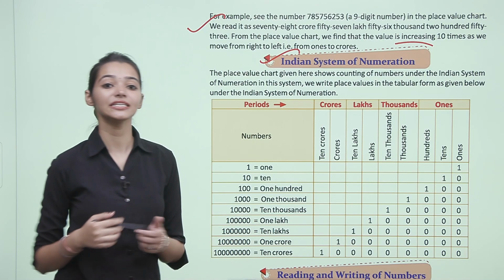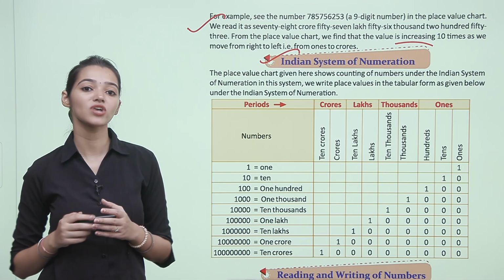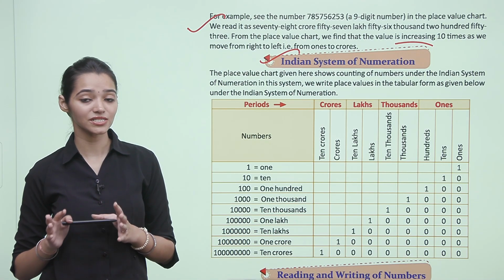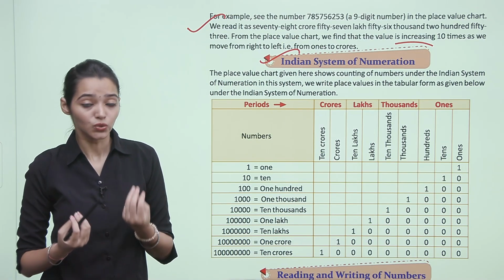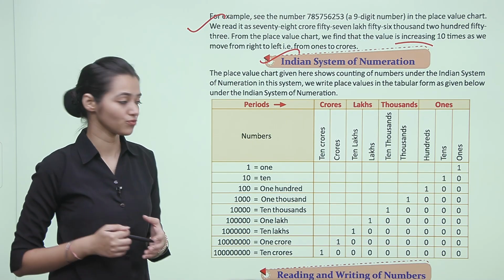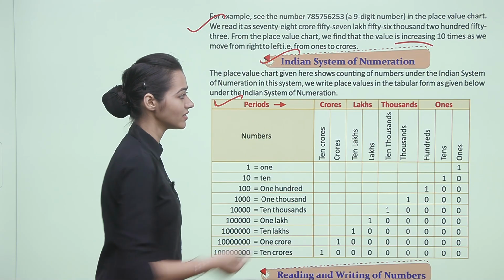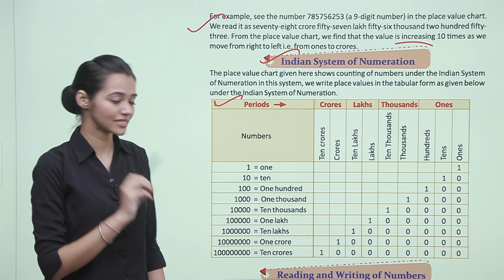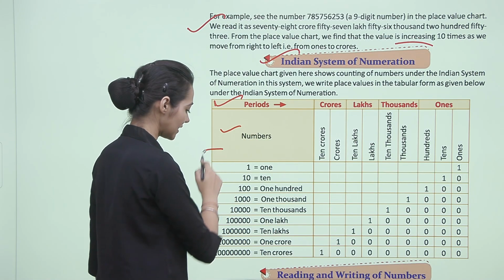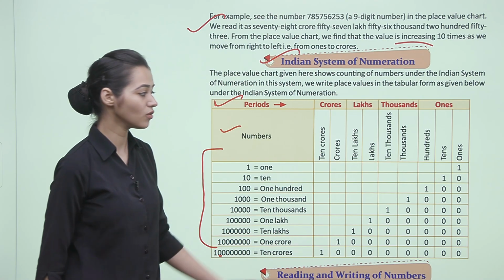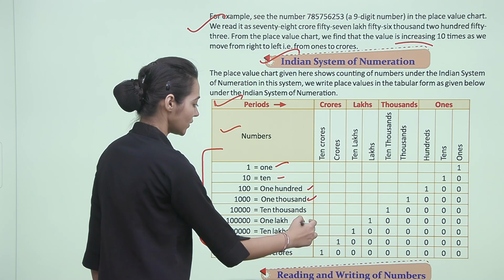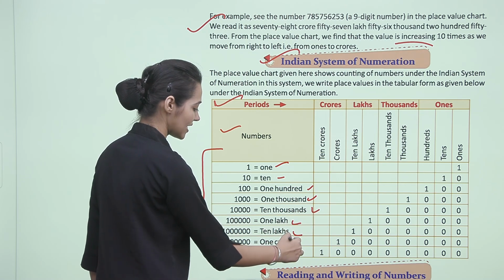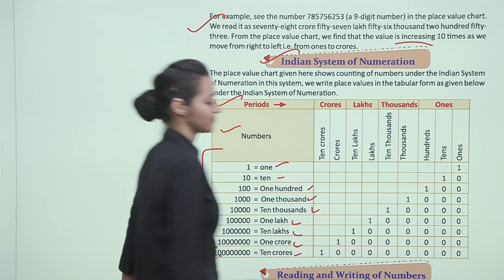Now let's look at the Indian system of numeration. The place value chart gives us the counting of numbers under the Indian system of numeration, and in this system we will learn to write place values in tabular form. Here are our periods: ones, thousands, lakhs and crores, and here are the place values of all the numbers: 1, 10, 100, 1,000, 10,000, 1 lakh, 10 lakh, 1 crore and 10 crores.